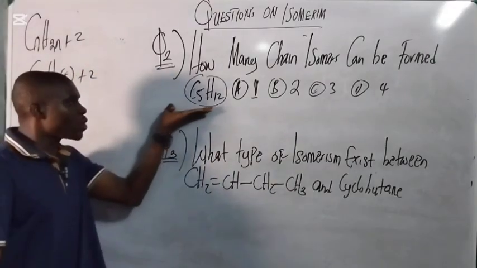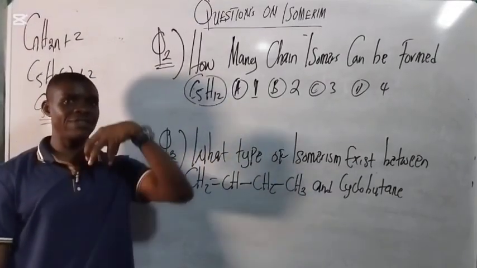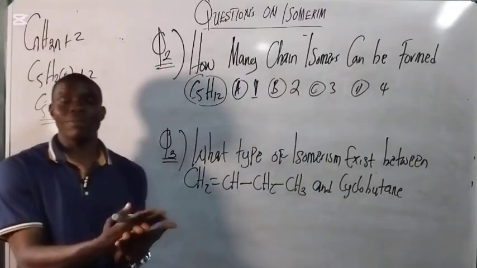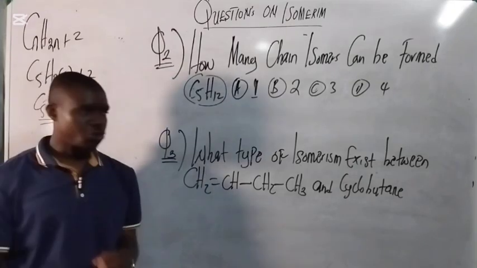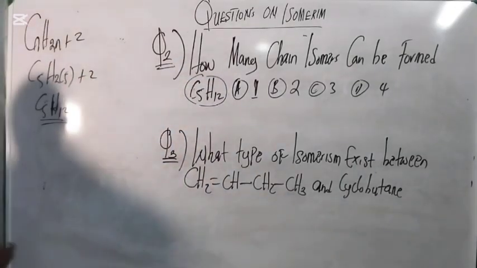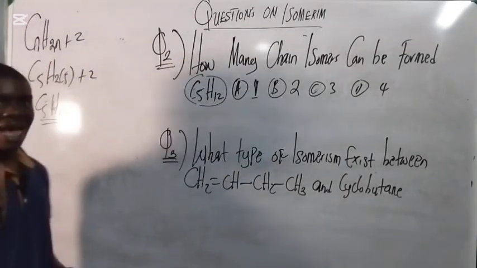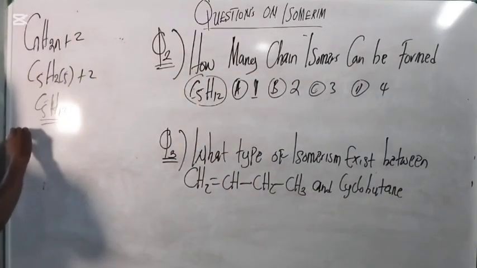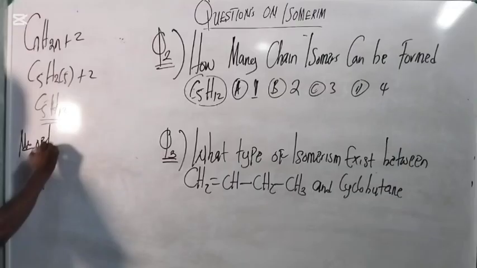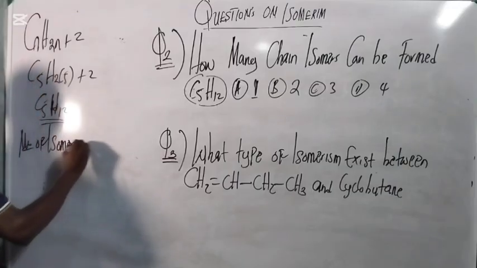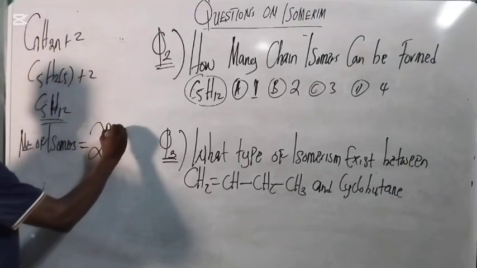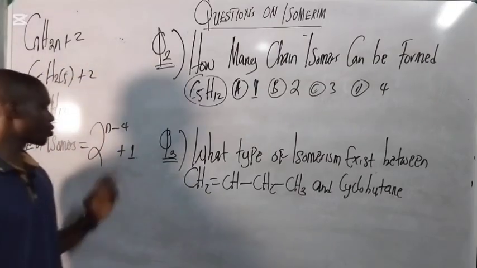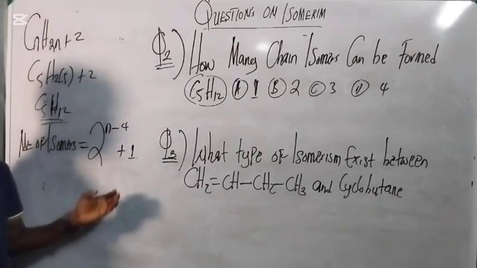Just now. So when a question is given to you like this, you have to confirm if it's an alkane or not. If it's an alkane, we have a simple formula to use to get isomers. What is the simple formula here? In the first class, I gave you the formula, right? But now let me give it to you again. Number of isomers is equal to 2 to the power n minus 4, plus 1. It's okay.